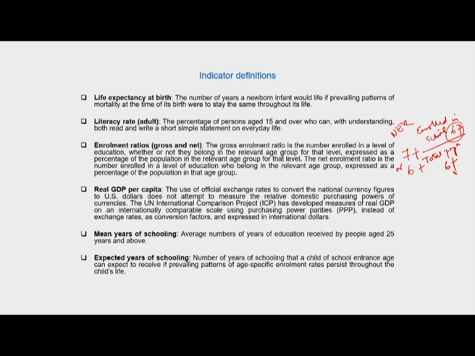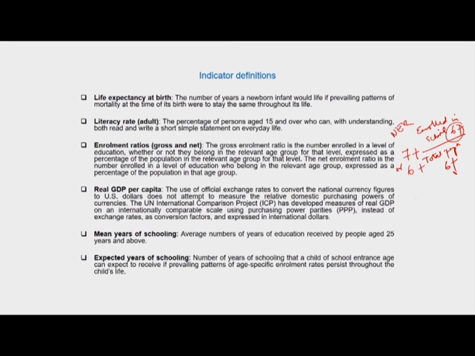If we take all of those enrolled in school, irrespective of whether they have attained age 6 and above, which may include children below 6 years of age or above 6 years of age, then we would refer to it as gross enrollment ratio. So, gross enrollment ratio is the number enrolled in a level of education whether or not they belong in the relevant age group for that level, expressed as a percentage of population in the relevant age group for that level. And net enrollment is the number enrolled in a level of education who belong in the relevant age group.